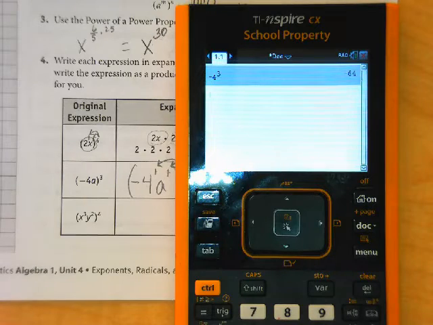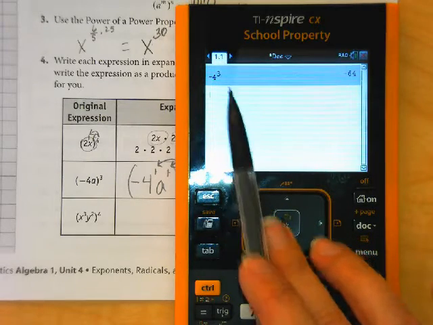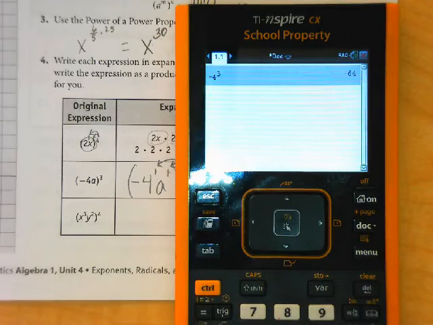Okay, what if this was to an even numbered power? What if I had negative 4 to the fourth? Would it be positive or negative? It would be positive. Look what happens. That's not correct, is it?